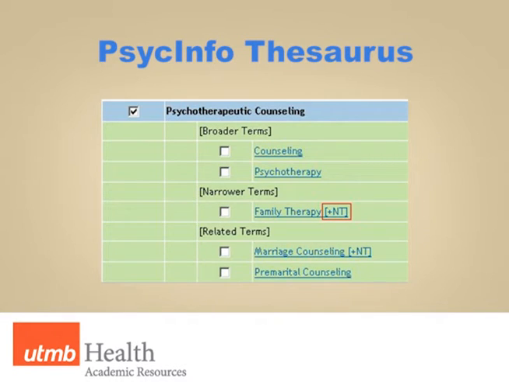The PsycInfo Thesaurus is arranged slightly differently than the Medline and CINAHL subject headings. When you reveal a term, it will show broader terms, narrower terms, and related terms. The presence of children terms is represented by a plus NT out on the right. When you explode, you'll include the selected term and any narrower terms. Related terms are not included. If you see a relevant related term, you would need to search it on its own. In this example, if I explode psychotherapeutic counseling, I'll include that concept, the concept family therapy, and any of its children terms.